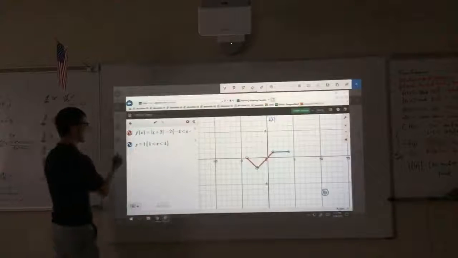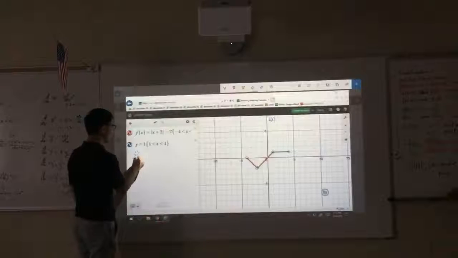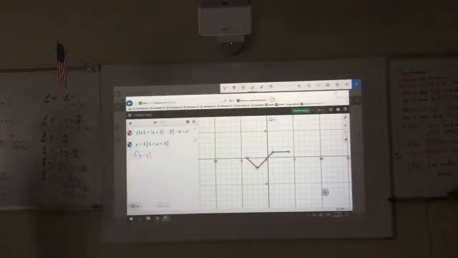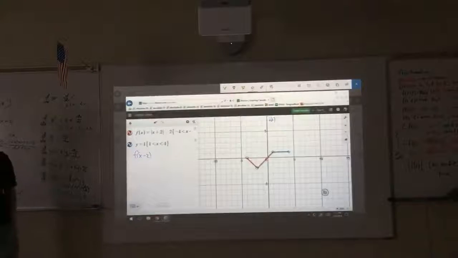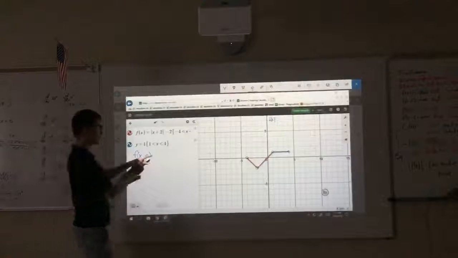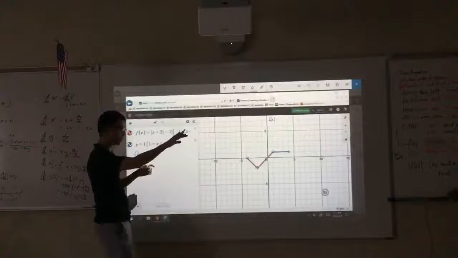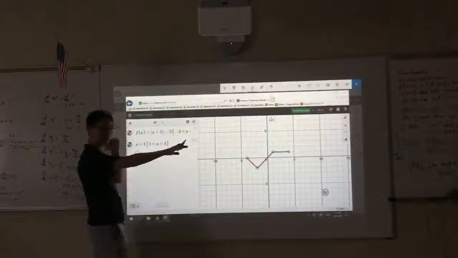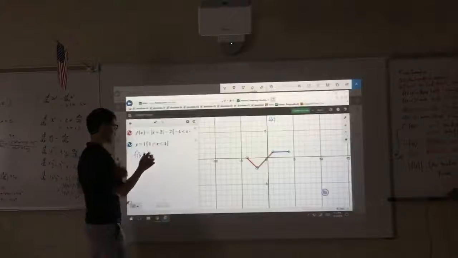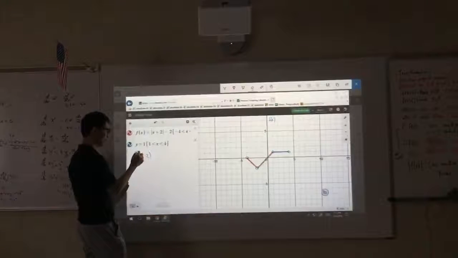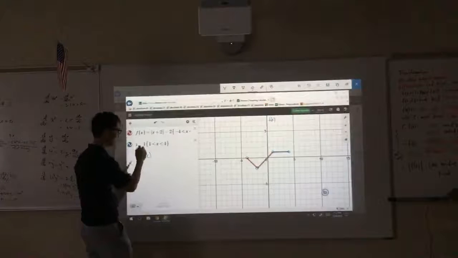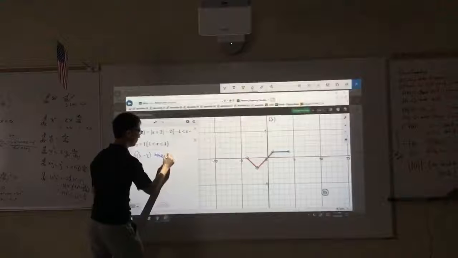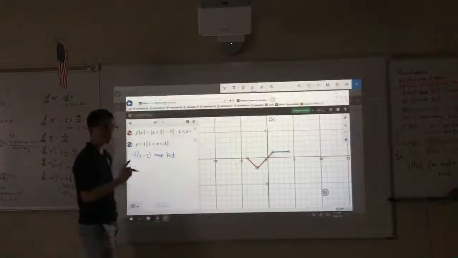So we say, hey, today I want you to graph f of x minus 2. What does that do? Move it to the right 2. Move to the right? Moving right, right? Moving right 2 units.